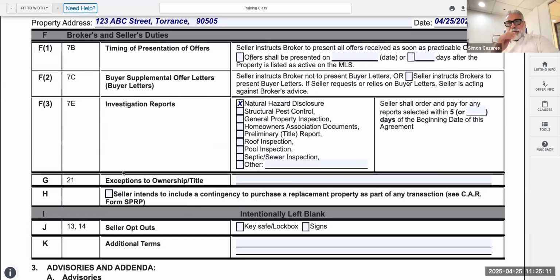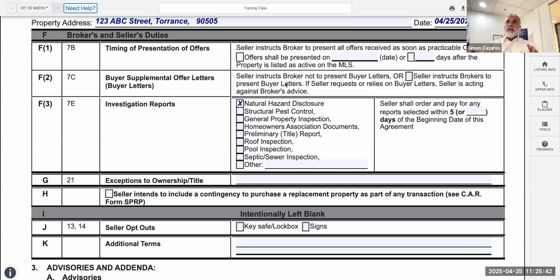Next is time of presentation of offers, right? So this goes into sellers instructing the broker to present all offers received as soon as practical, or offers to a future date. So this is again one of the cool statements here that allows us to say to the seller, listen, as offers come in, do you want me to present them to you? Or as offers come, do you want me to wait until a certain date? Then we can present all offers.